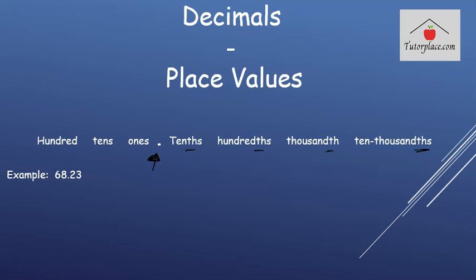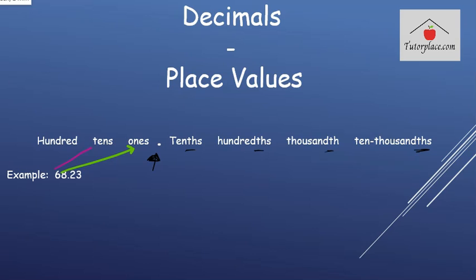So let's look at the example here. We have 68.23. We don't have any hundreds, okay? So the 6 is in the tens position. The 8 is in the ones position. And then after the decimal, I have the 2, which is in the tenths position, and the 3 is in the hundredths position. I'm going to erase this a little bit and use some different colors to help us follow that a little better.